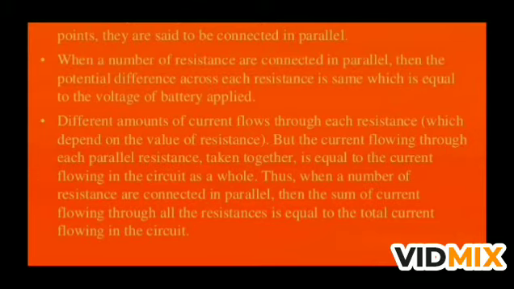So when a number of resistors are connected in parallel, then the sum of the current flowing through all the resistors is equal to the total current in the circuit. Here the total current will be equal to the individual current in the resistance. If you sum all the current in the resistance, then you will find the total current. Here current divides, there potential divides.